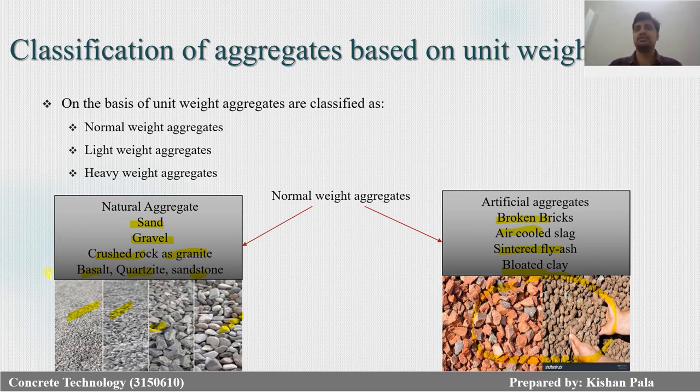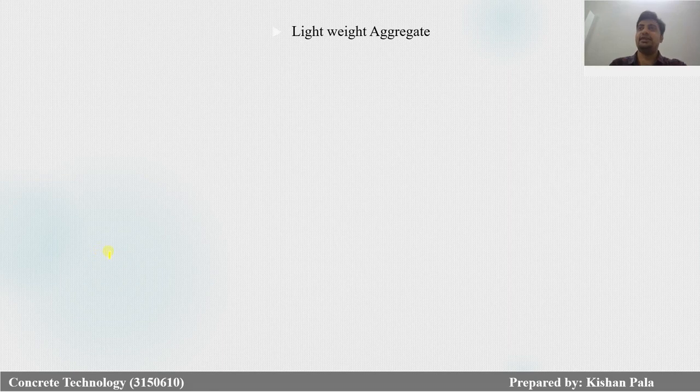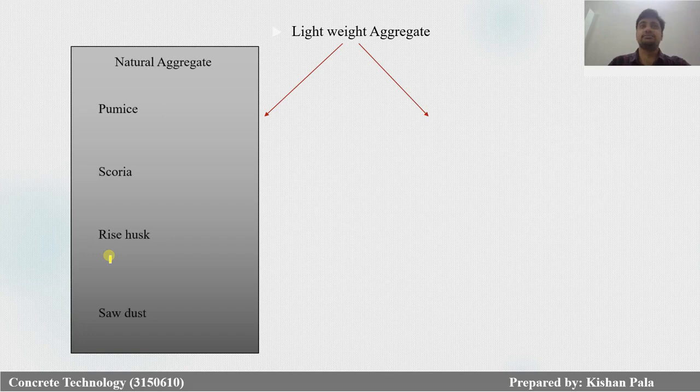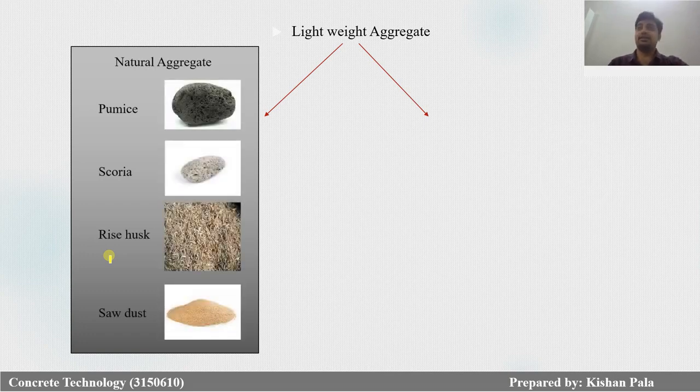And now let us understand the lightweight aggregates. You can also classify the lightweight aggregate in two ways. First one is natural aggregates like pumice, scoria, rice husk, sawdust. You can see in the photo, this is the pumice, and this is the scoria. This is the rice husk. This is the sawdust. These are the natural aggregates available whose density is less than 2200 kg per meter cube.